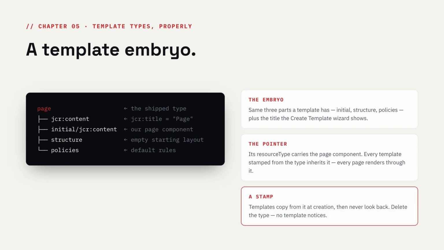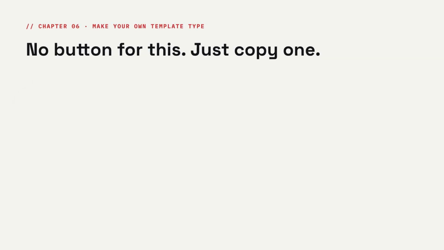And remember the rule from the chain slide. Because this is where it lives, the type is a stamp. A template copies from it at creation. And after that, the type could vanish and no template would notice. Keep that in mind because in a minute, we're going to make our own type and stamp a template from it. So how do you make one of your own?